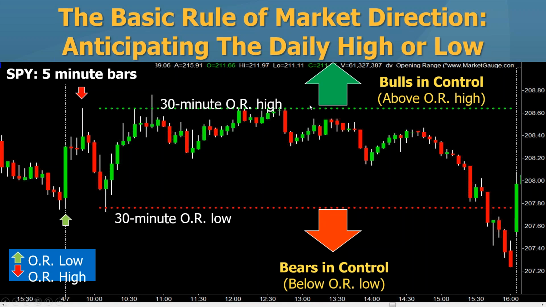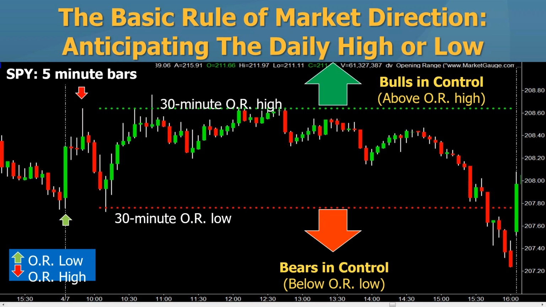Now, if the market trades above its opening range, we consider it to be in a bullish mode and expect it to continue to trend. If it trades below the opening range, then it's a bearish mode and it should continue to trend. Now, this may seem pretty simplistic, but it works.